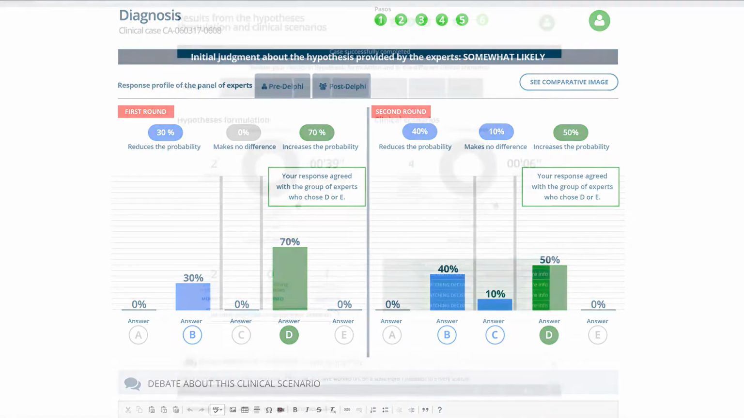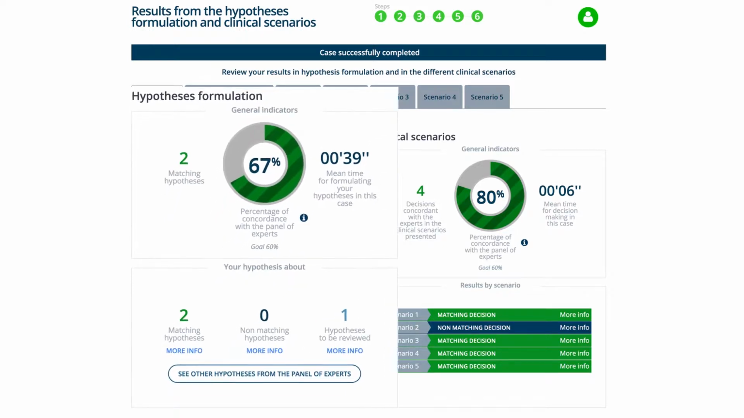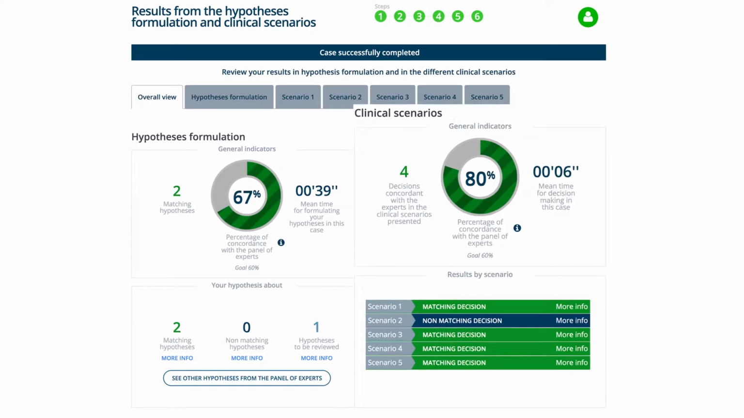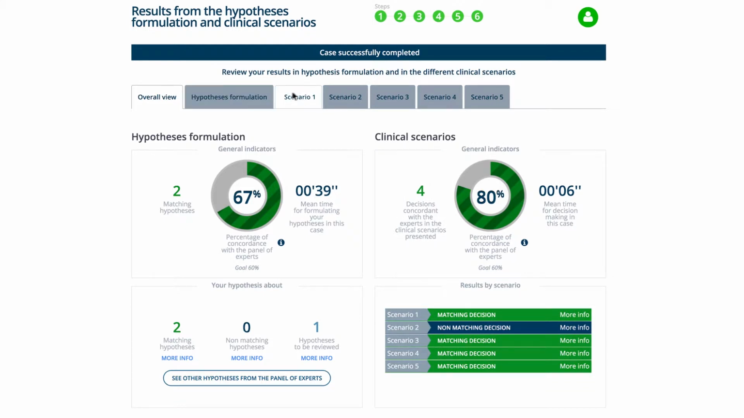The conclusion of the resolution of the case is a third important point in the simulation: inductive reasoning centered on verification and corroboration. You can see a general summary of your results regarding both hypothesis formulation and clinical decision-making, and you will be able to review the entire case you have solved.